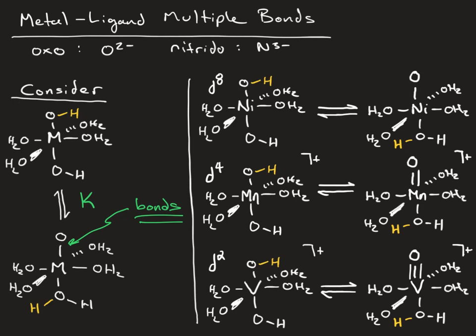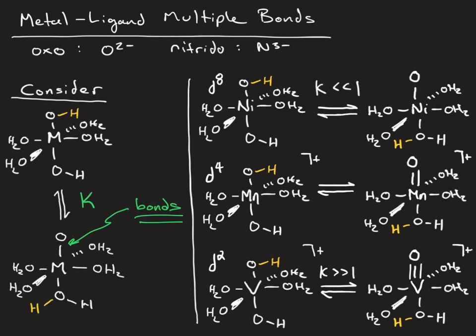If we were to look at the equilibrium constants for these reactions, K here would be much, much less than 1. The equilibrium would lie strongly towards the dihydroxo compound. In contrast, for the vanadium species, K would be much larger than 1. The equilibrium lies over towards the oxo complex, with the equilibrium constant for this manganese species lying towards the oxo compound, but less so than in the case of the vanadium. These can be rationalized using simple ligand field arguments.